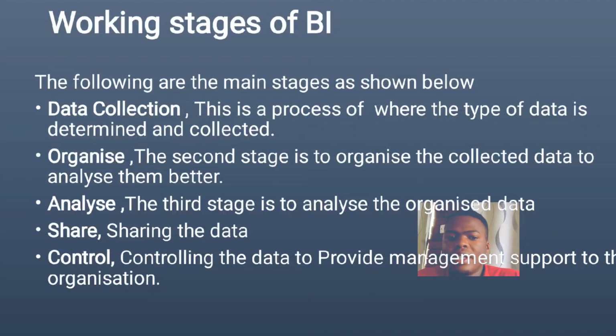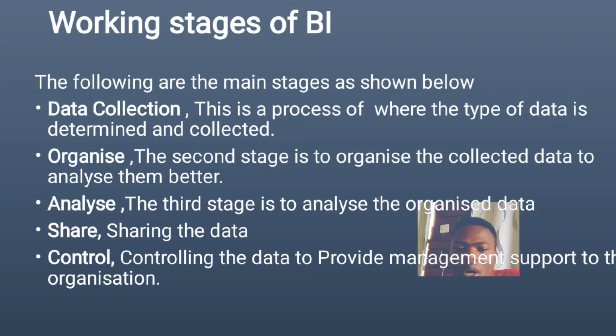We have different working stages of business intelligence. For example, we start with the first stage, which is data collection, a process where the type of data is determined and allocated. So we go to the field, collecting a lot of data, and after collecting it, you determine which type of data it is.